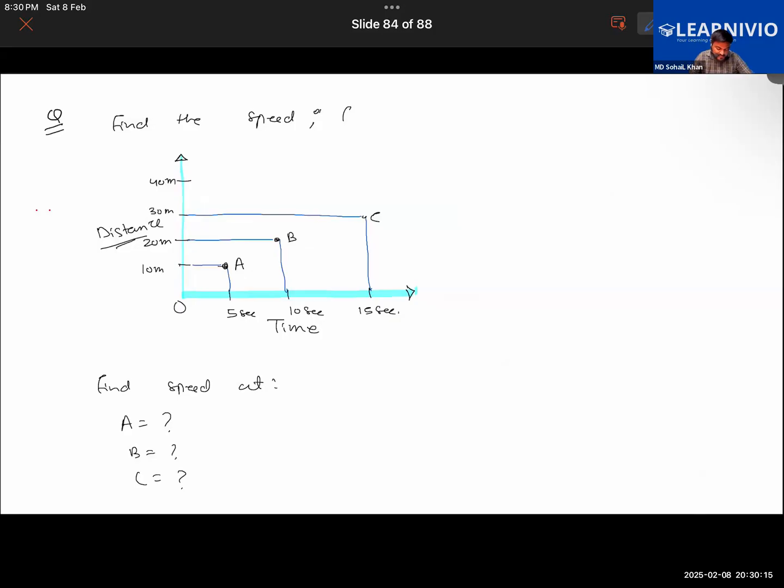So that's it for today's class. And for you, you're getting 2. No, for the B, for the A, it is correct. Fatima, you also pay attention here. At the point A, what is the distance at point A?